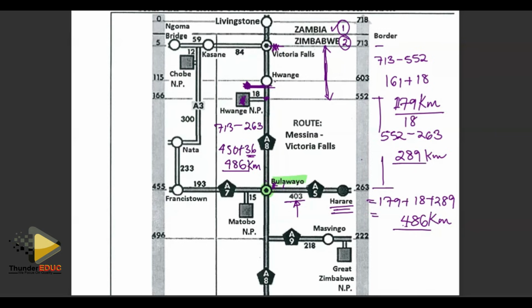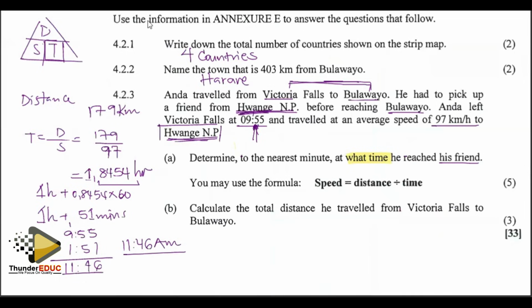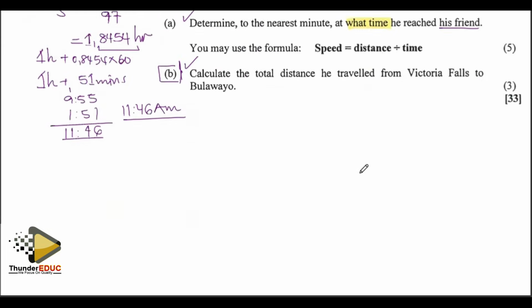If the scenario is like that, because remember, from Victoria Falls, he didn't go straight to Bulawayo. He went to the national park. And the reason why I've answered it that way is because this section here is still under the same scenario. He travels. So this is part A, part B. Hence, the answer. All right.